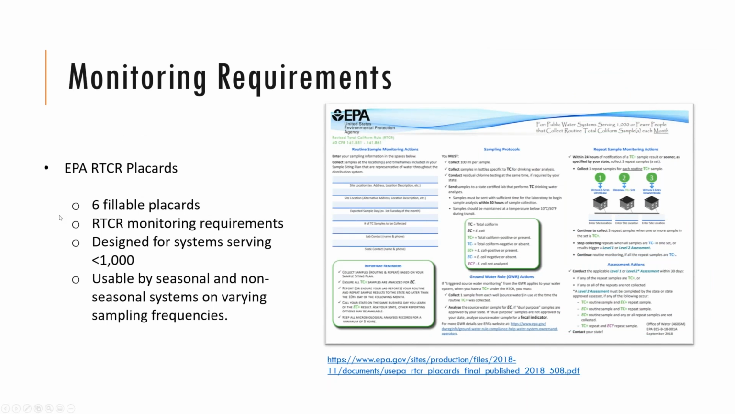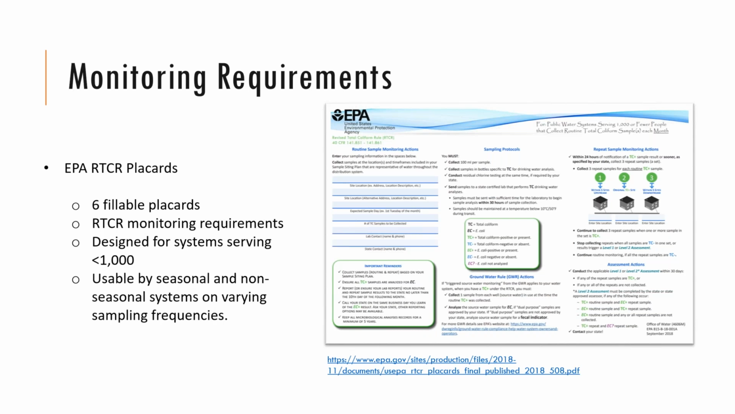The US EPA also has a 6-page document which includes 6 placards, which provide routine and repeat sampling requirements for systems serving under 1,000. This document is intended to be used by primacy agencies to conduct training and outreach to small public water systems and to help them understand the RTCR requirements. These placards are fillable by individuals to include crucial information like system information, the laboratory that they should contact and send samples to, their state contacts, routine and repeat sampling locations, the number of samples that they are required to collect, and diagrams of where these samples should be.